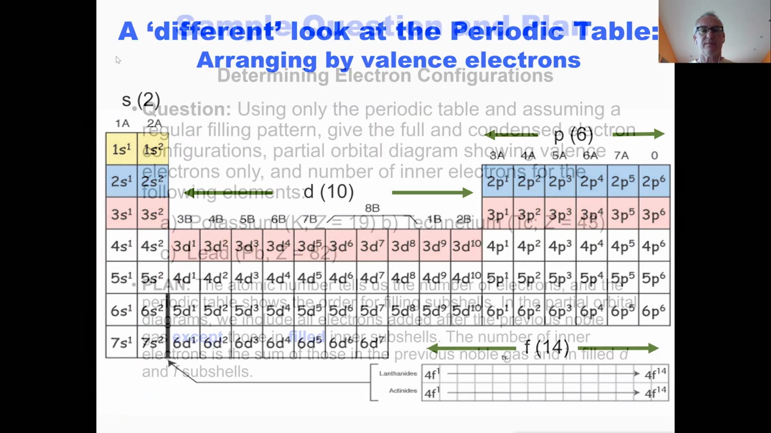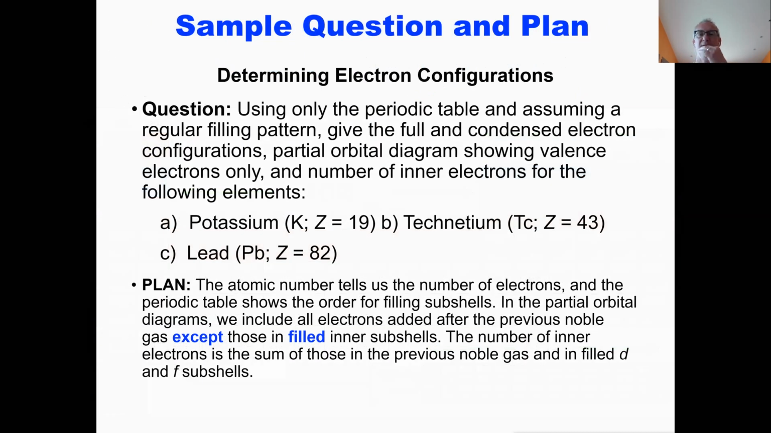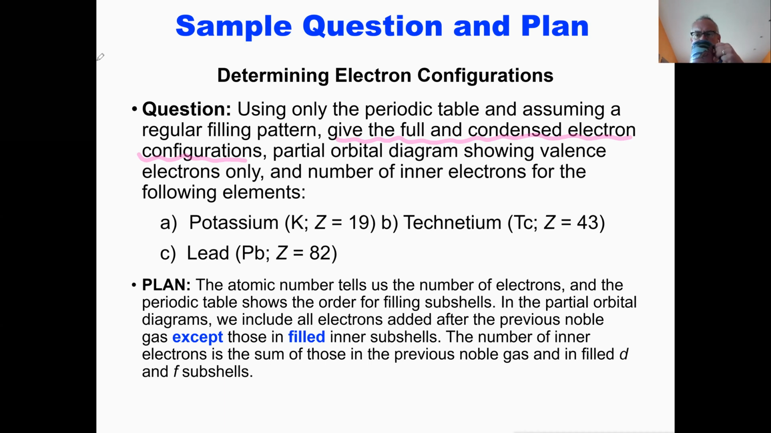Okay, let's do a question. So have a look, hopefully you have your handy dandy periodic table next to you. I'll give you a couple of minutes to write these out. So we want a full and condensed electron configuration and a partial orbital diagram. So if you get this question on a test, a full and condensed electron configuration, what does that mean? What's a full versus a condensed electron configuration?